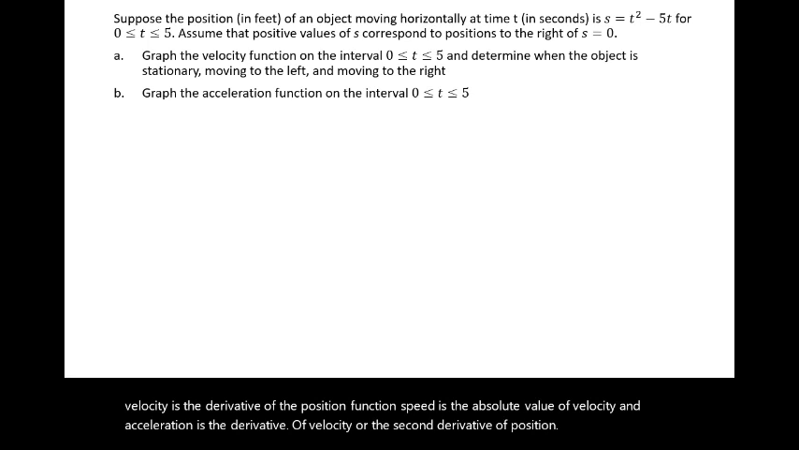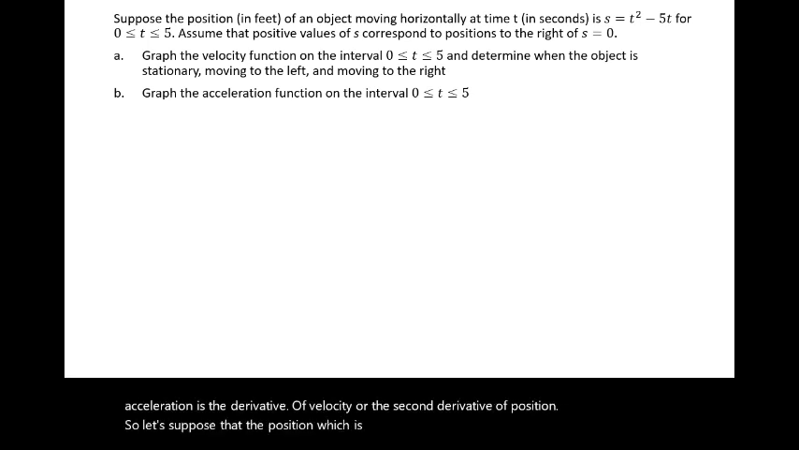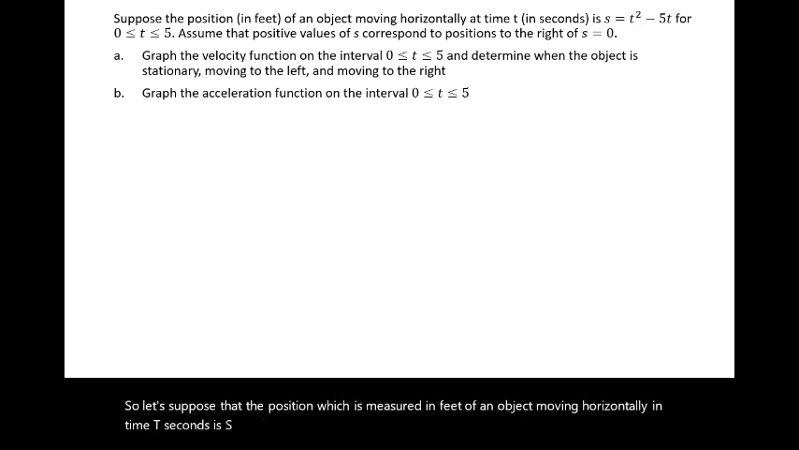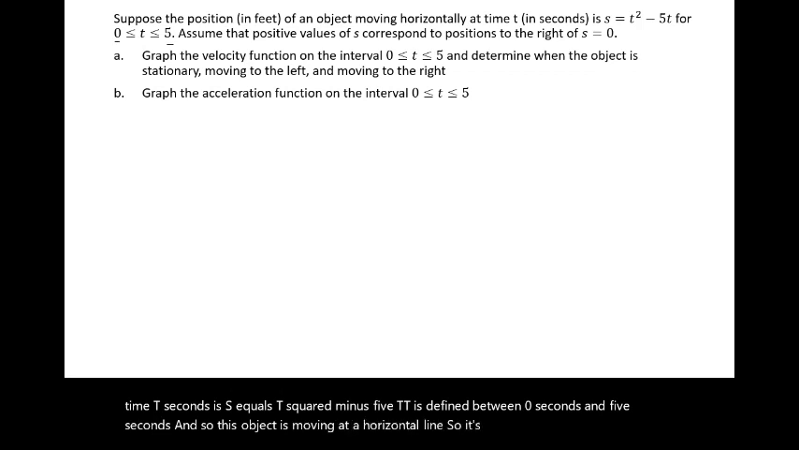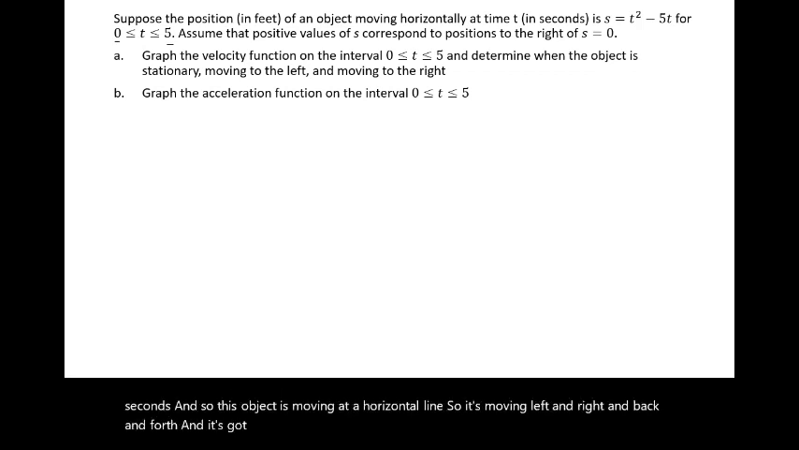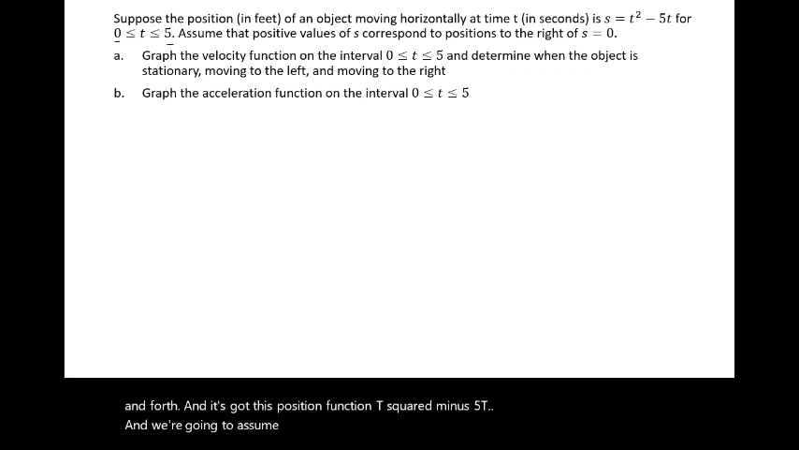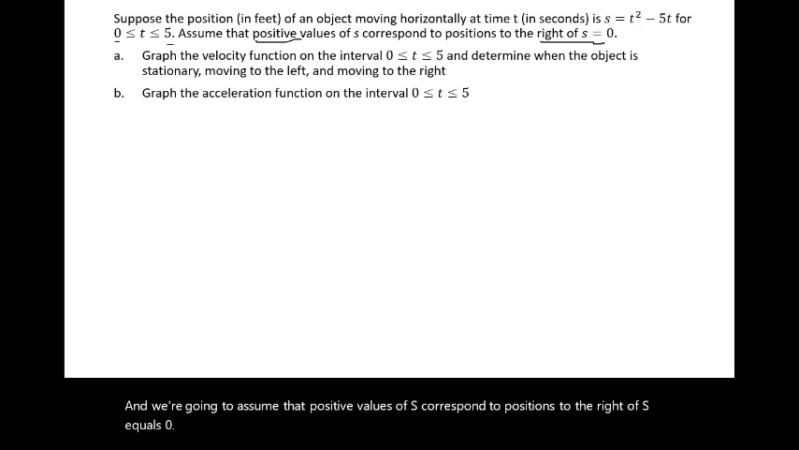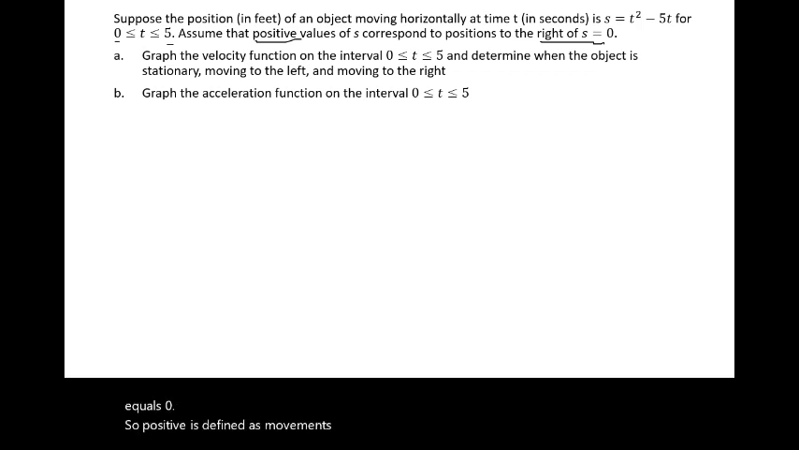So let's suppose that the position, which is measured in feet, of an object moving horizontally in time t seconds is s equals t squared minus 5t, and t is defined between 0 seconds and 5 seconds. And so this object is moving in a horizontal line, so it's moving left and right and back and forth, and it's got this position function t squared minus 5t. And we're going to assume that positive values of s correspond to positions to the right of s equals 0. So positive is defined as movements right, negative is defined as movements left.